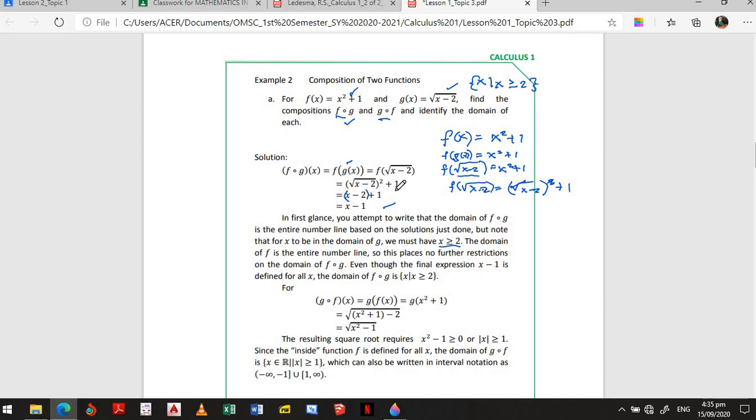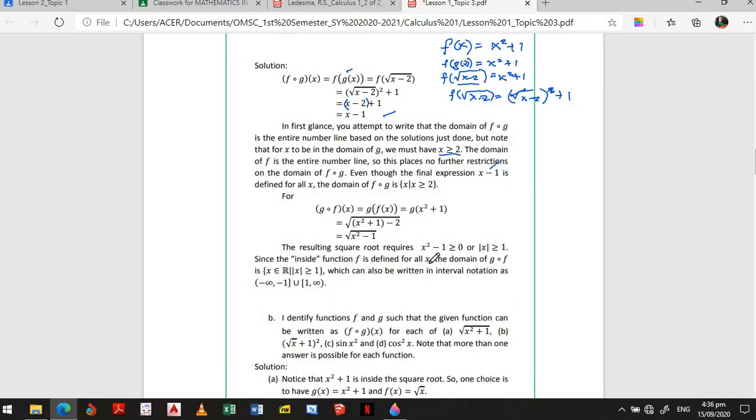So, this places no further restrictions in the domain of the composition function of our f and g. So even though the final expression, a linear equation x minus 1, is defined for all x, the domain of our composition function of f and g is the set of x such that x is greater than or equal to 2.